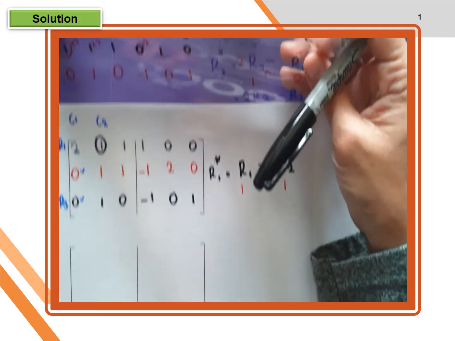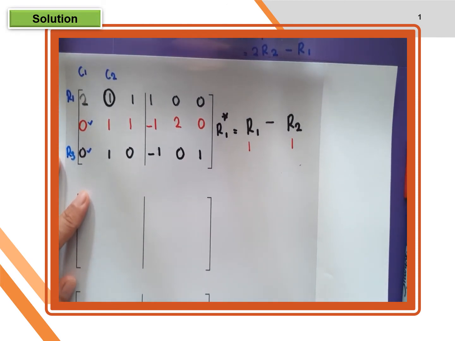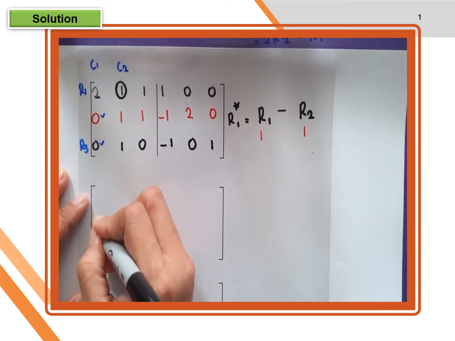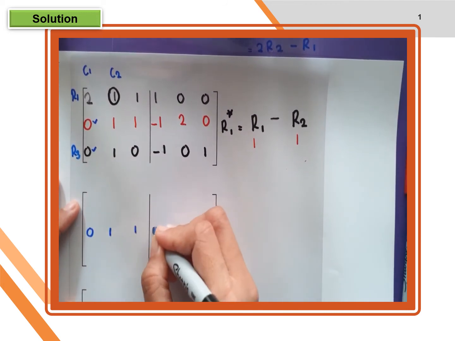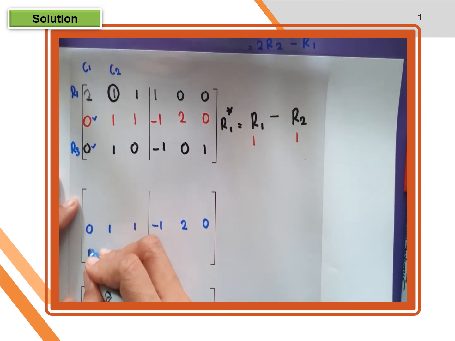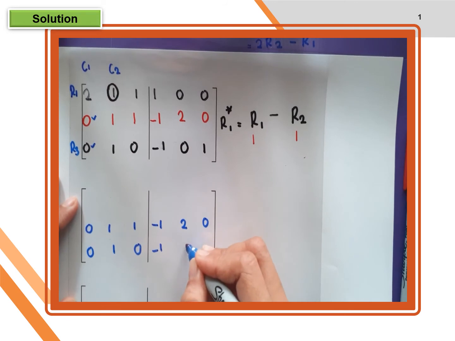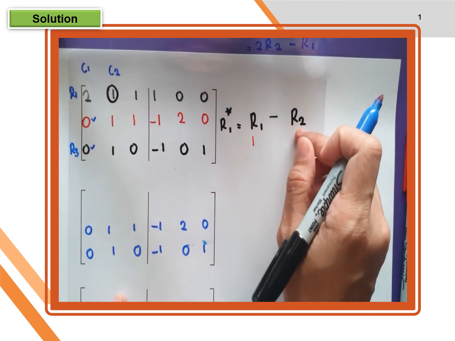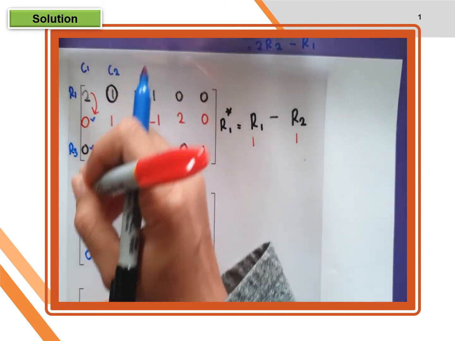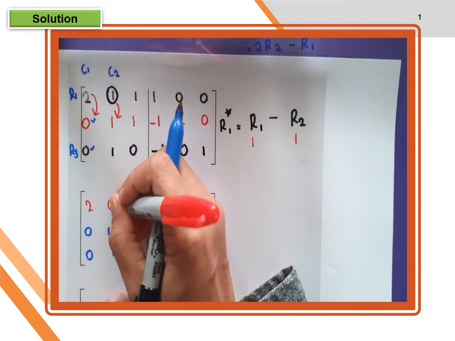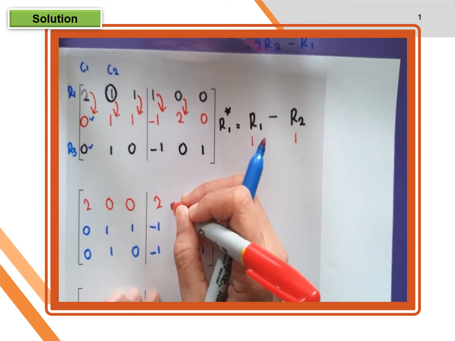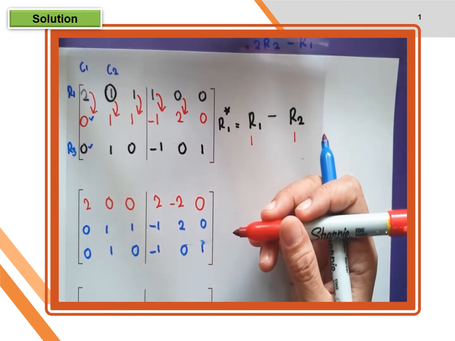R1 minus R2. We only replace row number 1, right? So how about row number 2 and row number 3? Just write down again. Row number 2: 0, 1, 1, negative 1, 2, 0. Row number 3: 0, 1, 0, negative 1, 0, 1. How about the first row? By using row 1 minus row 2: 2 minus 0, 2; 1 minus 1, 0; 1 minus 1, 0; 2; negative 2; and 0. So this is the answer.